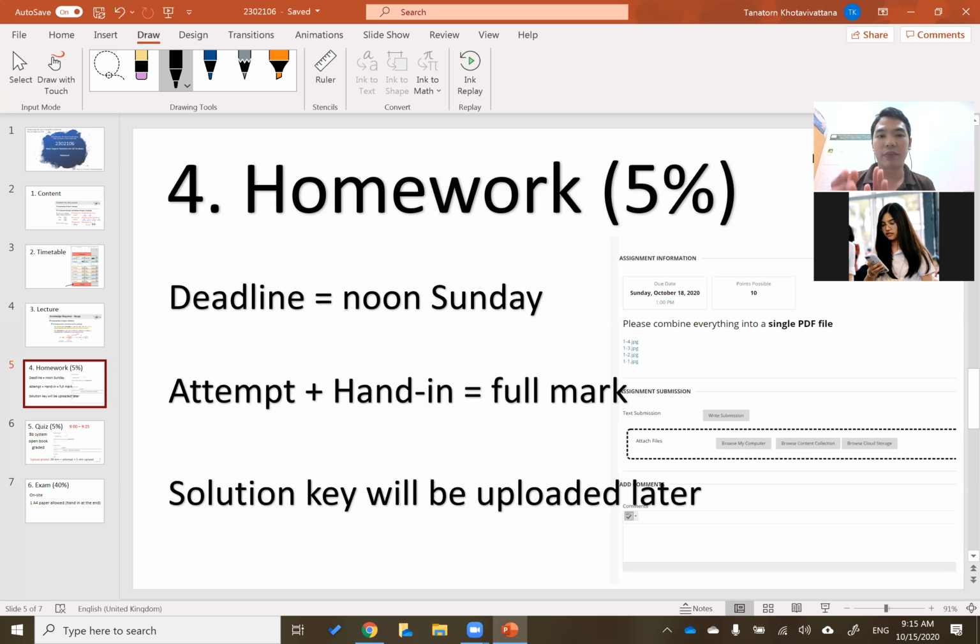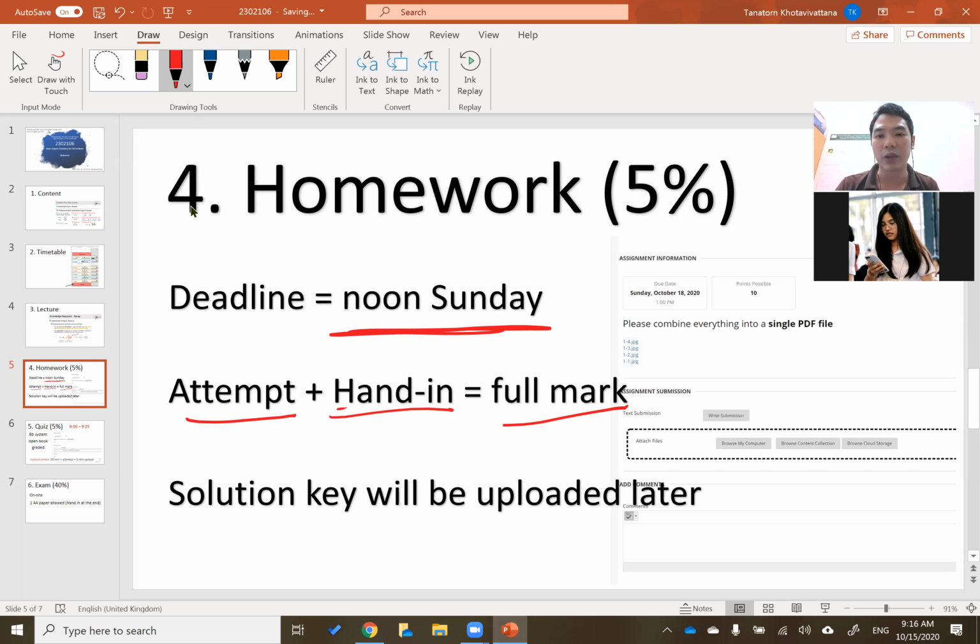Okay, and each homework is due at noon Sunday of each week, and you only need to attempt it, try to attempt as much as you can, and hand it in. No matter if you have mistakes or anything, you will get full mark. As long as you attempt all the questions and hand it in, even if you have mistakes or haven't done it correctly, you will get full mark for this homework.